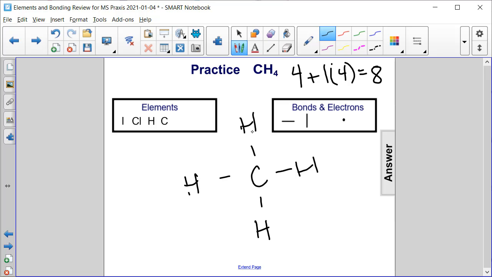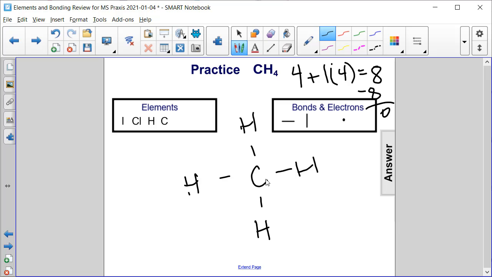Now, I've drawn 4 bonds. Remember, each of these dashes is 2 electrons, so that's 8. 2, 4, 6, 8. So I've now used up all of my valence electrons, but I need to make sure that all of these atoms are stable. Remember that hydrogen is one of those exceptions. It's stable with only 2 valence electrons. So each of these hydrogens has 2 because each of them has a single bond. So here's 2, here's 2, 2, 2. So our hydrogens are okay.